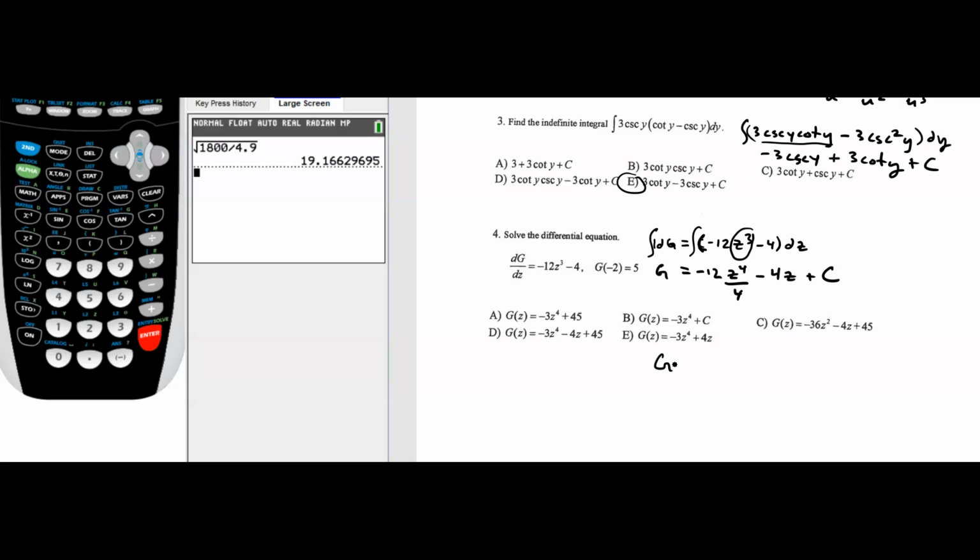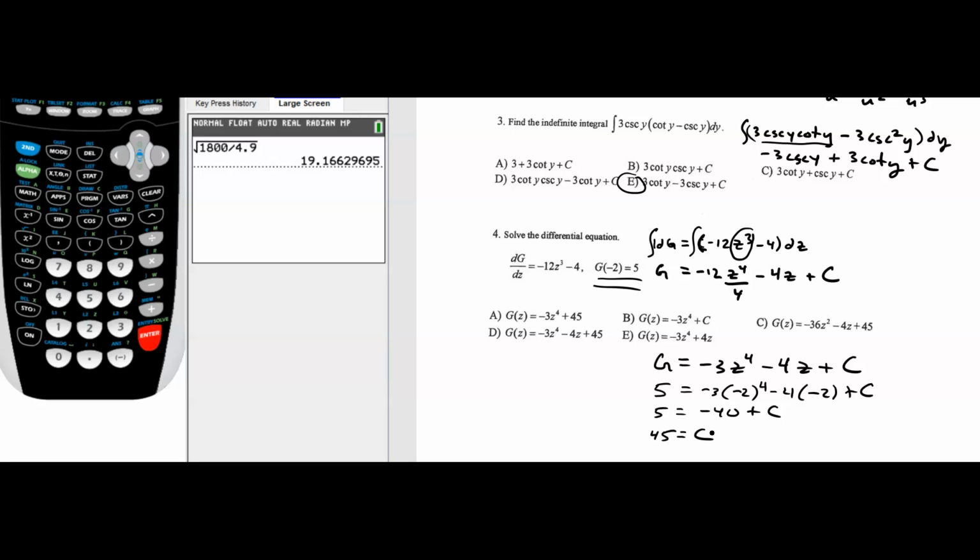And so we've got g is equal to negative 3z to the 4th minus 4z plus a constant. And we can plug in the initial condition or the specific condition that we have and arrive at our constant. And so I'm going to plug negative 2 in for z and 5 in for my output. And when we do this, let's see what we get for c. So we get 5 is equal to, that's going to be 16. Negative 2 to the 4th is 16 times negative 3. That's negative 48 plus 8. So I think that's negative 40. So I think that c is going to be equal to 45.